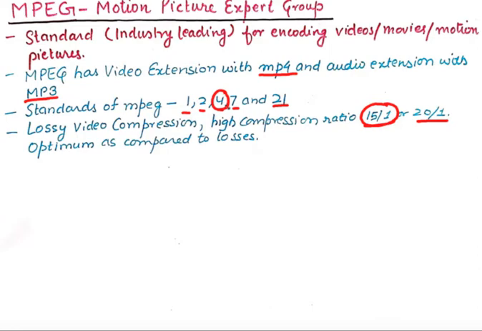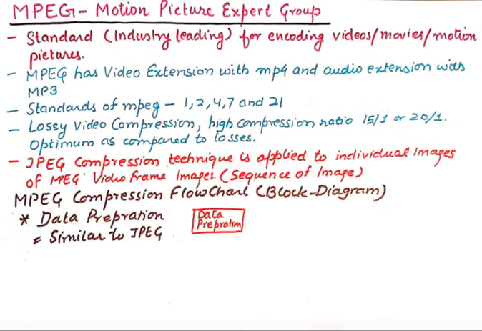It has lossy video compression and it has very high compression ratios of 15:1 or 20:1, but considering these high loss ratios, the quality is still maintained at a very decent level, so it is optimized as compared to the losses it produces.